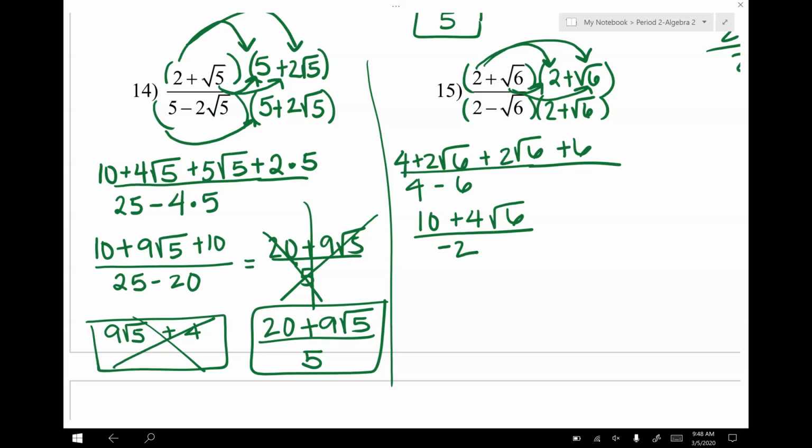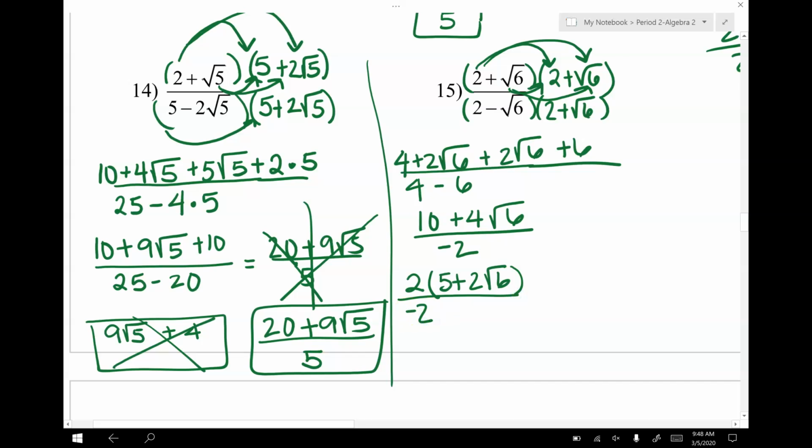What? Look at the numerator. 10 is an even number. Isn't 4 also an even number? So technically, don't they have a common factor? What can we factor out? A 2. What's left? 5 plus 2 rad 6 over, now negative 2.